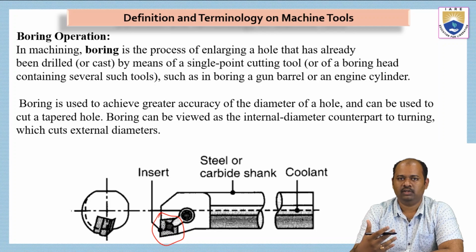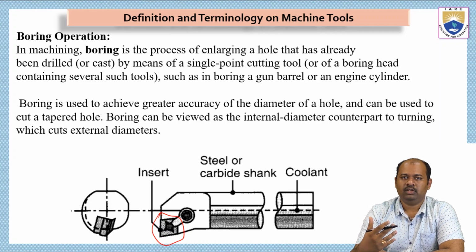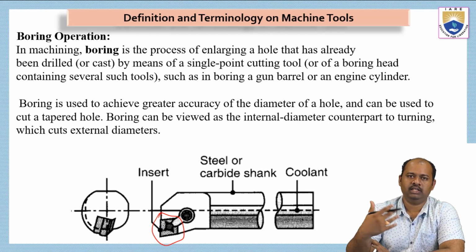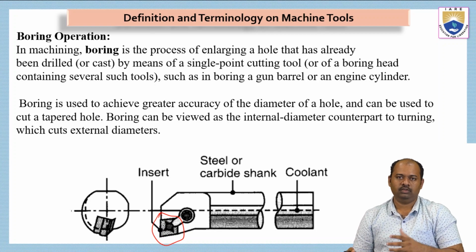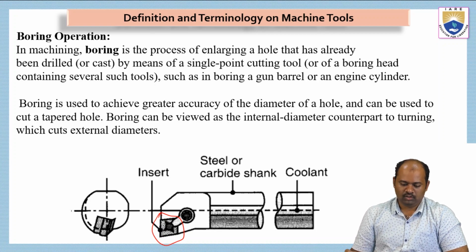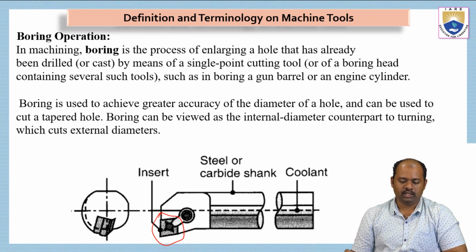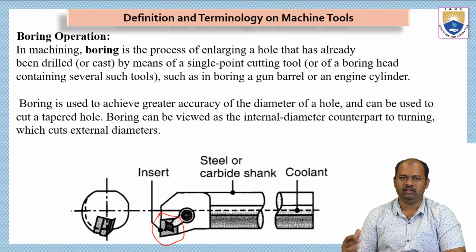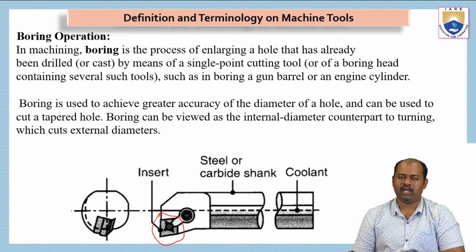So this type of tool is used for increasing the diameter of a hole that already exists in the workpiece. Not only increasing the diameter, we can also increase the surface finish of the hole. Boring is used to achieve greater accuracy of the diameter of a hole, because we get a rough hole while drilling. That is why we have to get more accurate holes with the help of the boring process.